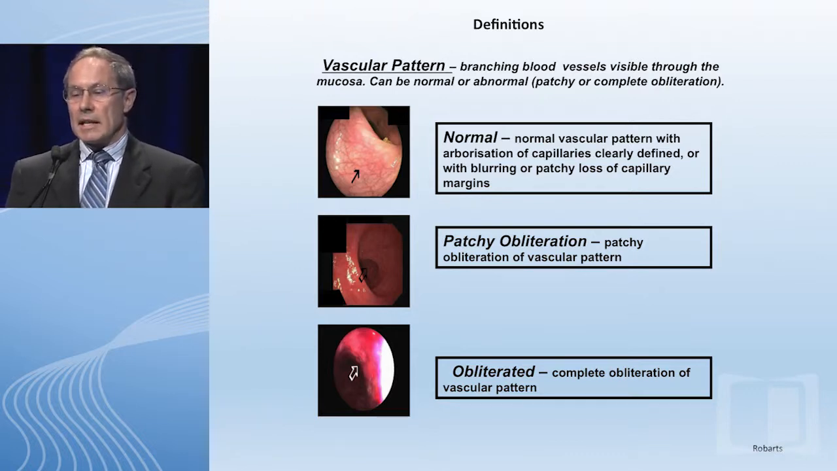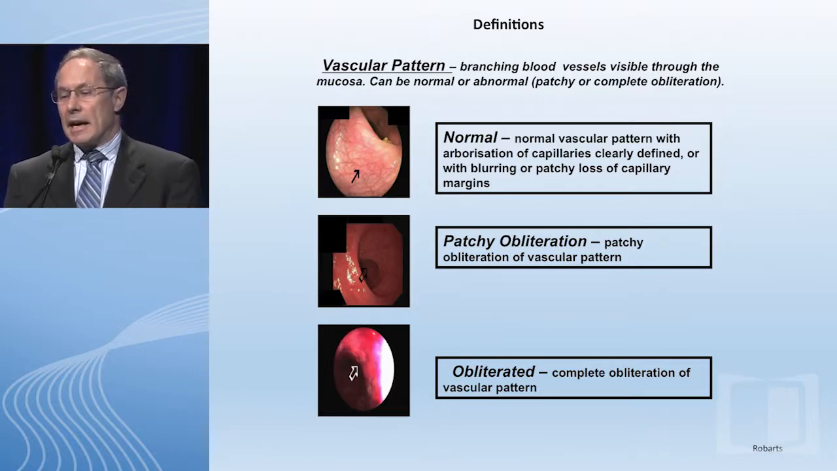So one is looking at the vascular pattern, and on the top, it's a normal vascular pattern, and this is characterized by arborization of capillaries, clearly defined, or with blurring or patchy loss of capillary margins. Then in the middle, one sees less distinctness, and that's patchy obliteration, and on the bottom, complete obliteration of the vascular pattern. So again, vascular pattern, one descriptor, one component of this UCEIS.